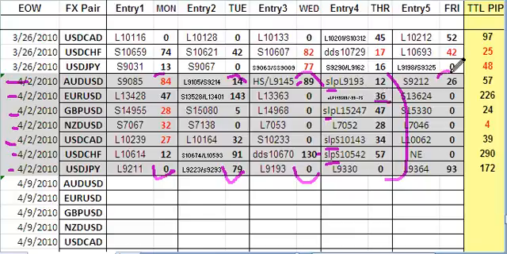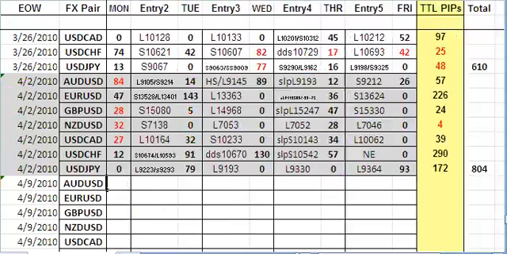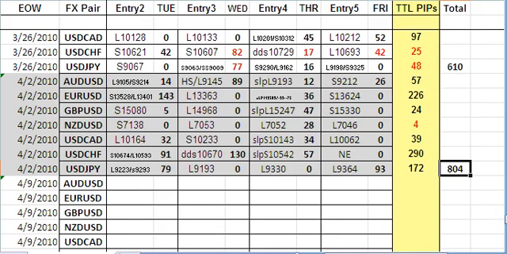And we ended the week, which was Good Friday, by the way. Very, very low volume, and a lot of no entries. We had 2 entries here with the Aussie and the yen. We finished out the week, I believe, with about 800 and something. Let's go over to the total. Yeah, 804 was the total pips for the week.